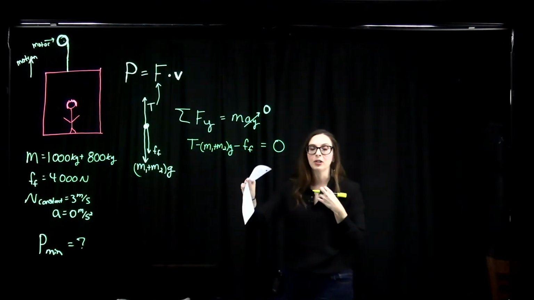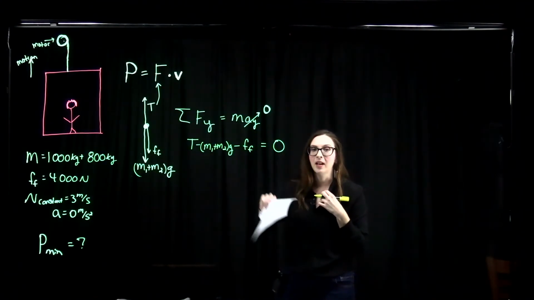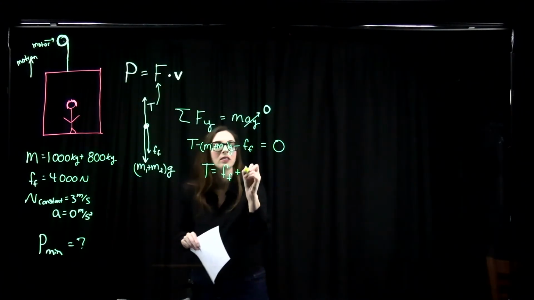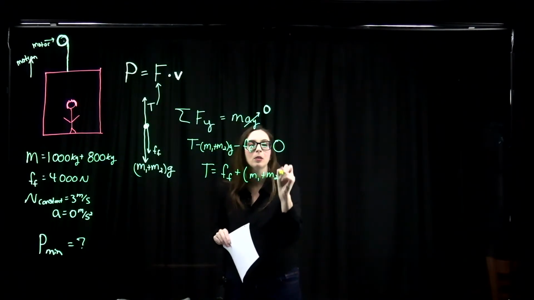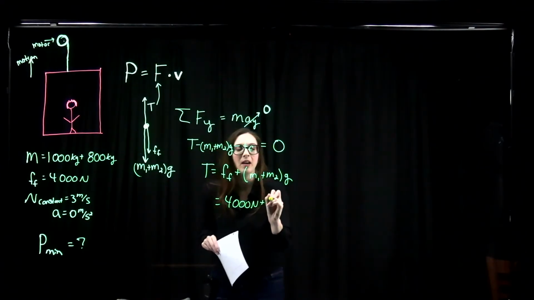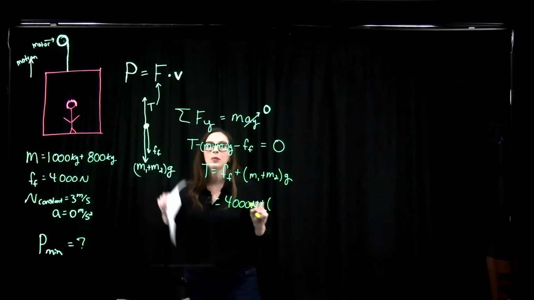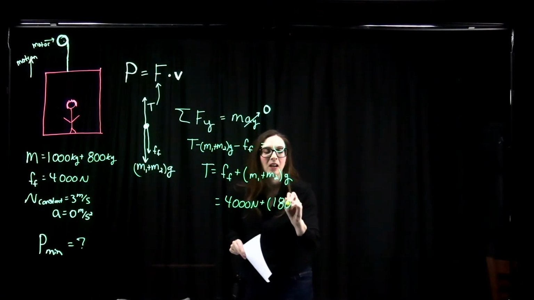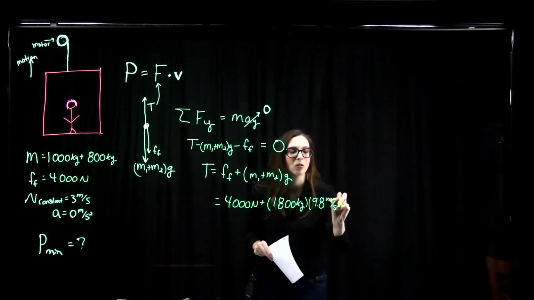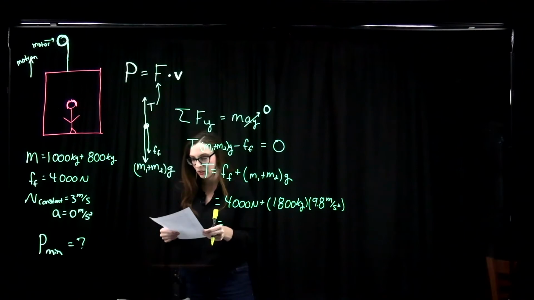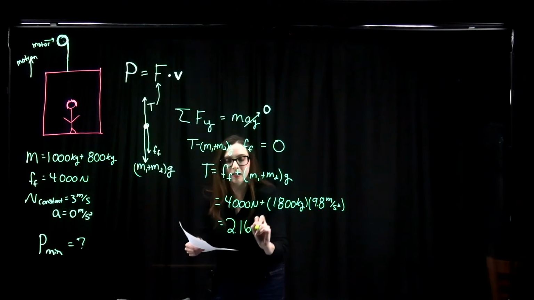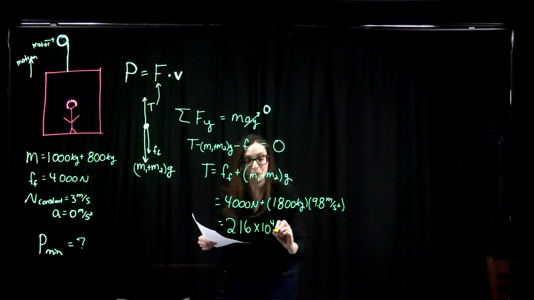Okay, so the weight and the friction force were pointing downwards, so they get a minus sign in front of them. So if I solve this for tension, tension is equal to the friction force plus mass 1 plus mass 2 times gravity. Okay, so that's 400 newtons plus my 1,000 kilograms plus 800 kilograms. That's 1,800 kilograms times 9.8 meters per second squared. Okay, so then my total tension force is 2.16 times 10 to the 4 newtons.